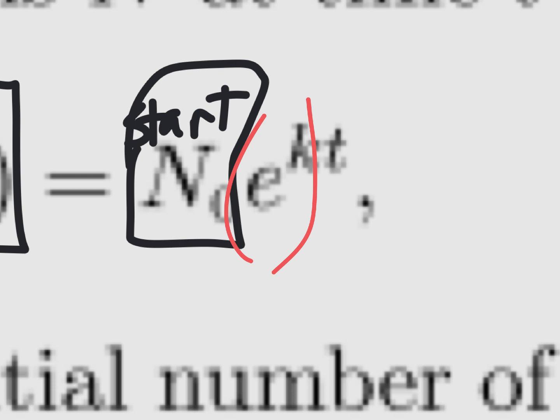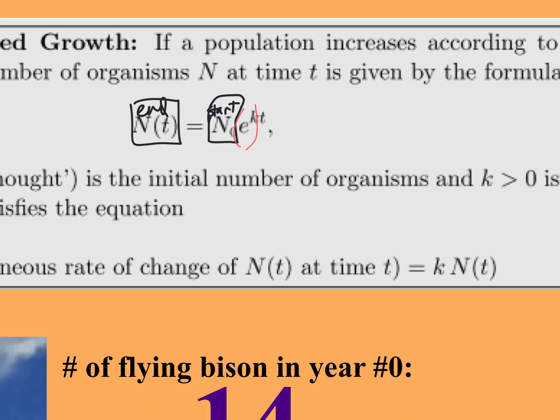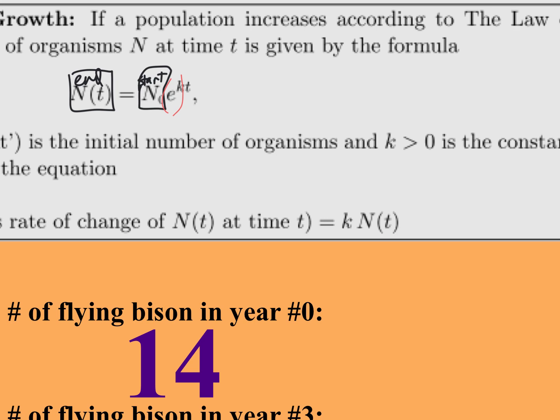Instead of saying it doubles over the course of 4 years and dividing by 4 here, you're not going to do that. You're going to use e to the k as your growth factor. As long as k is greater than 0, you get growth.